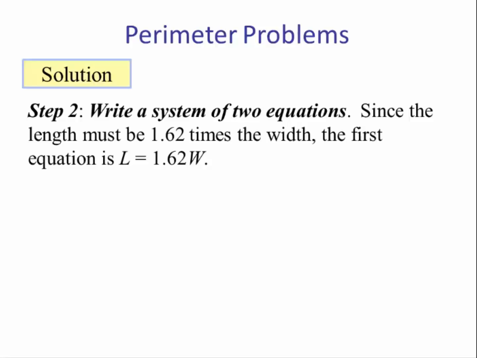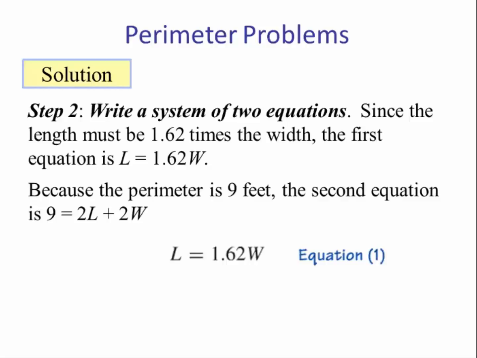Step 2, we want to write a system of two equations involving L and W. Now since we know that the length must be 1.62 times the width, we have our first equation. L equals 1.62 times W. The next equation is going to involve perimeter. Since the perimeter needs to be 9 feet, we take our perimeter formula and we substitute 9 in for P, and we have our second equation. 2L plus 2W equals 9.